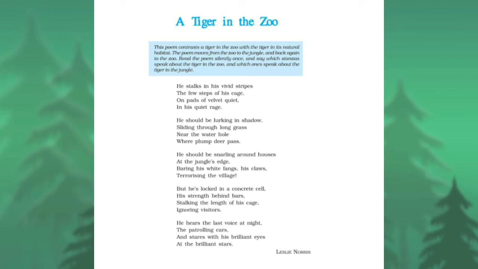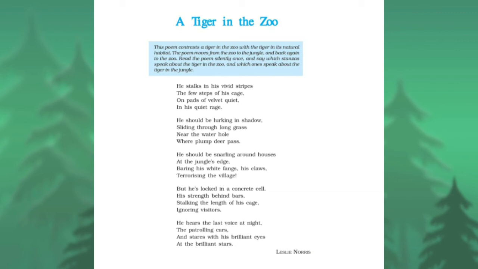Okay, so instead of being in an open area, instead of being in the middle of the long grasses, trees and near his prey, hunting its prey, he is locked in a concrete cell, a concrete room, that is a cage. In a very short term, that is a cage. And all his strength with which he can terrorize the people, with which he can catch and hunt his prey, all his strengths are now behind those bars, stalking the length of his cage.